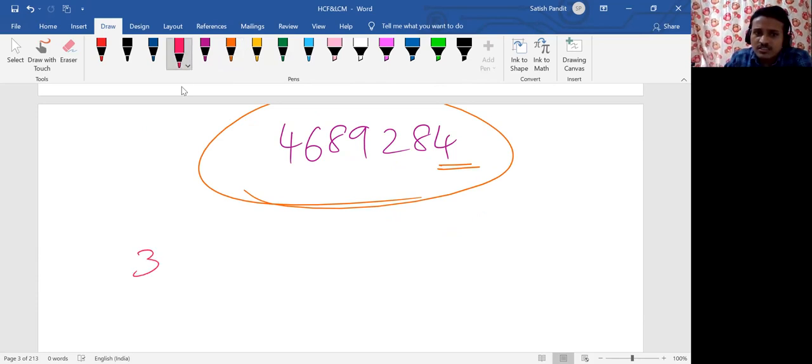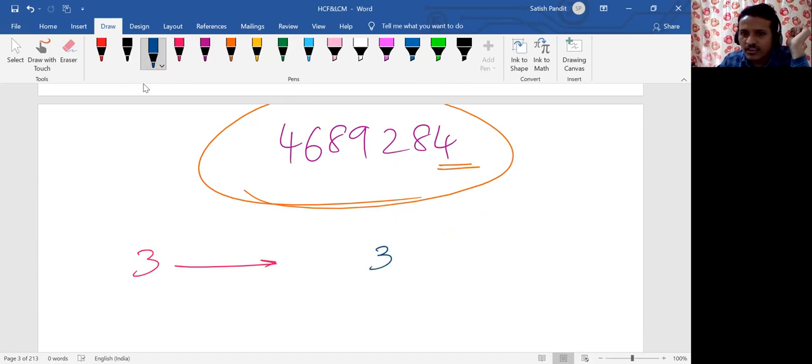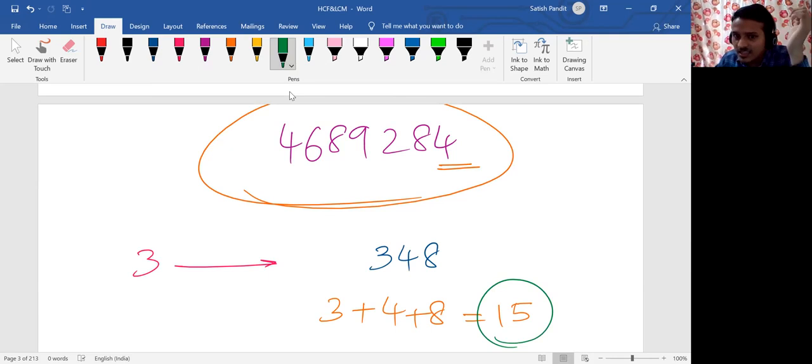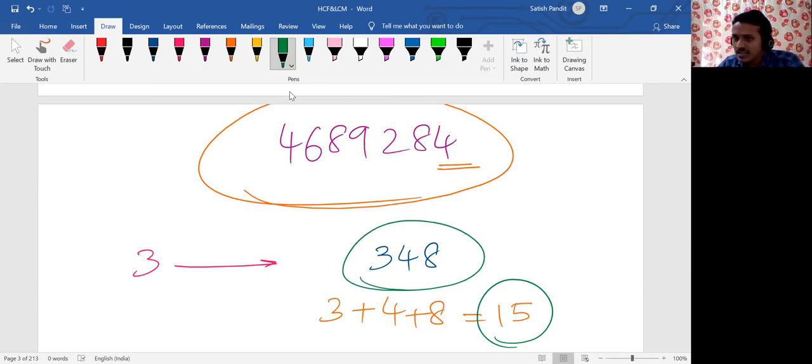Next, let us check whether a given number is divisible by 3 or not. For example, if I have 348, for checking divisibility by 3 you add the digits. So 3 plus 4 plus 8: 3 plus 4 is 7, 7 plus 8 is 15. Since 15 is divisible by 3, the number is divisible by 3. You understand? So if the sum of the digits is divisible by 3, then the number is divisible by 3.